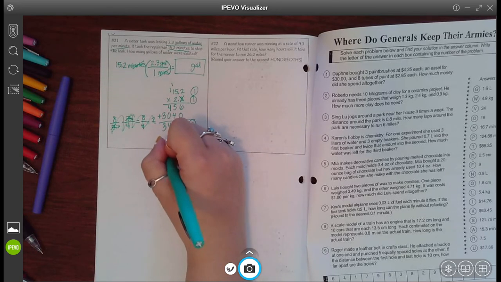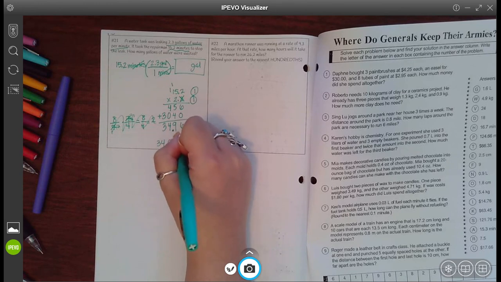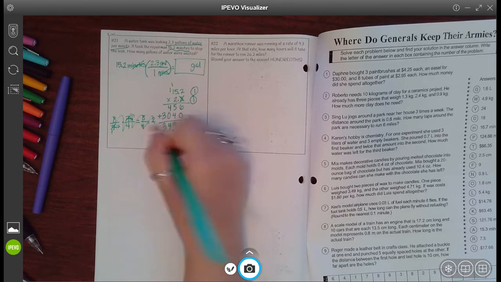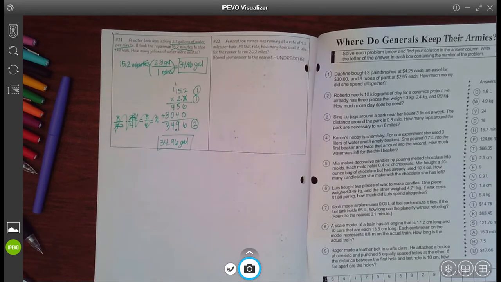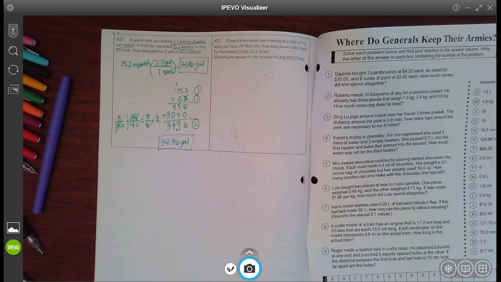So 34.96 gallons of water are going to be wasted, right? I can put it up there. 34.96 gallons of water are wasted. If you got those right, congratulations. Okay, these were some tough problems.